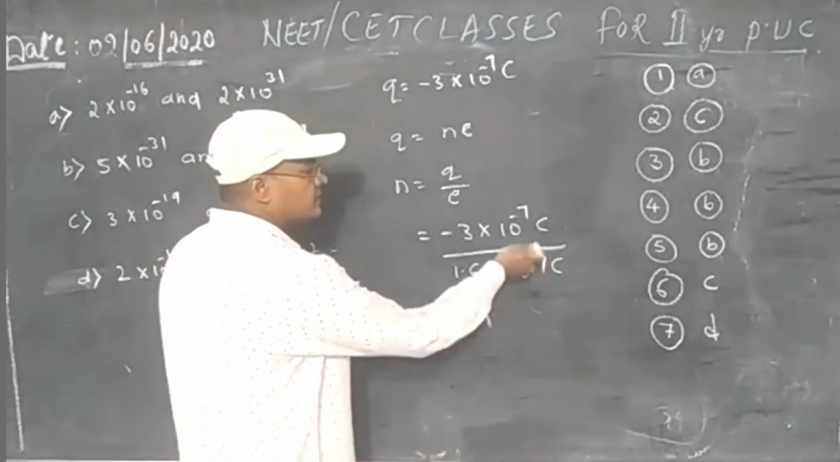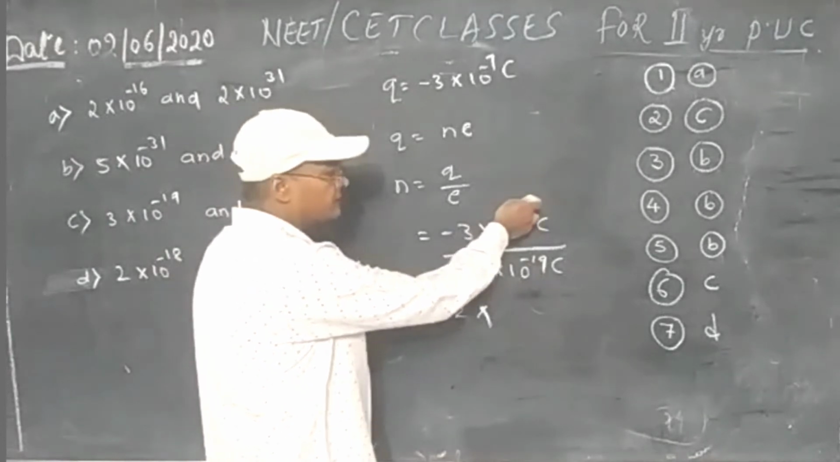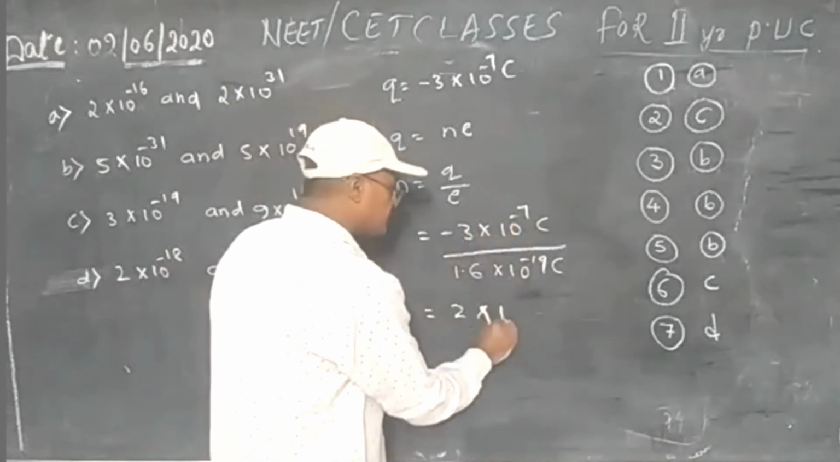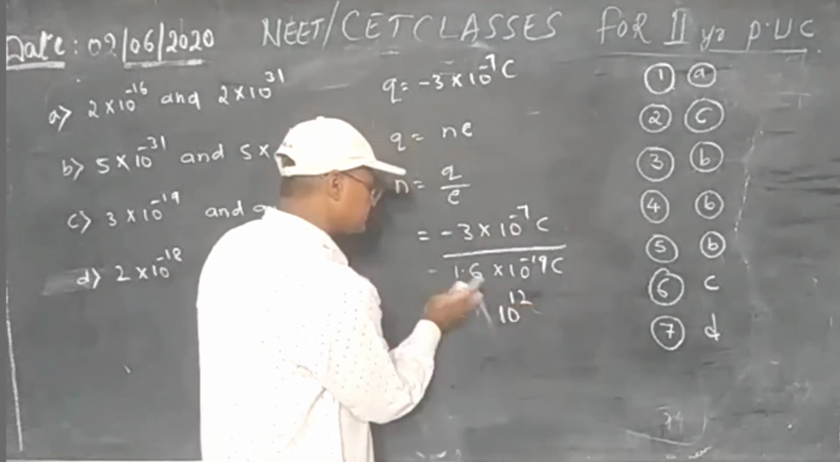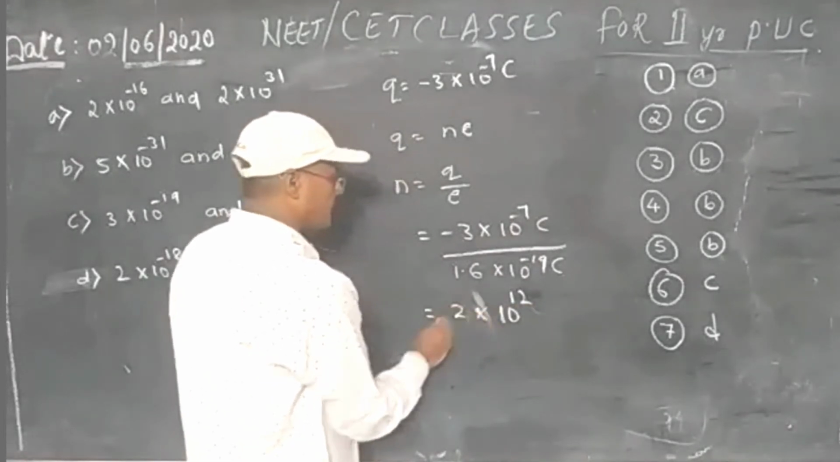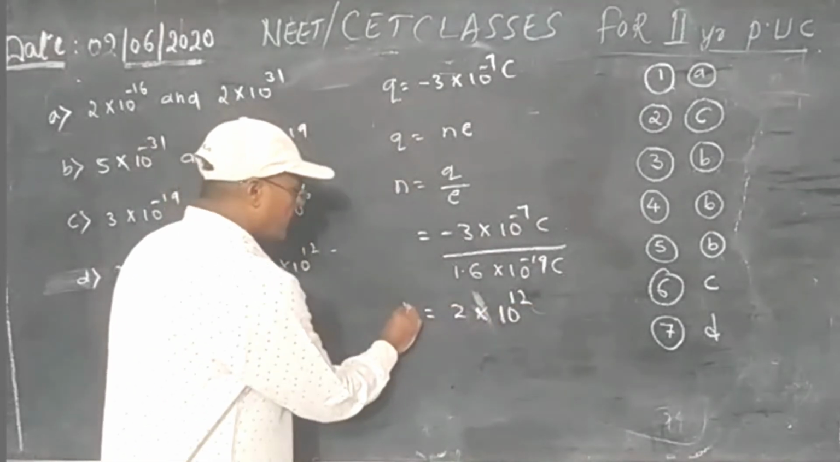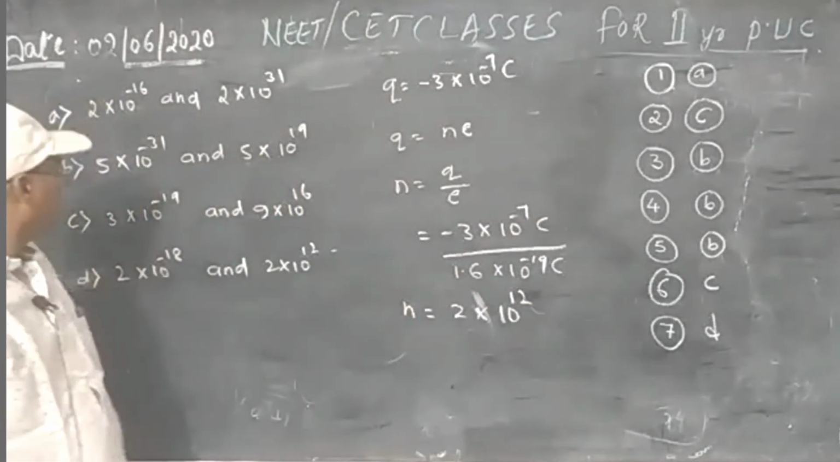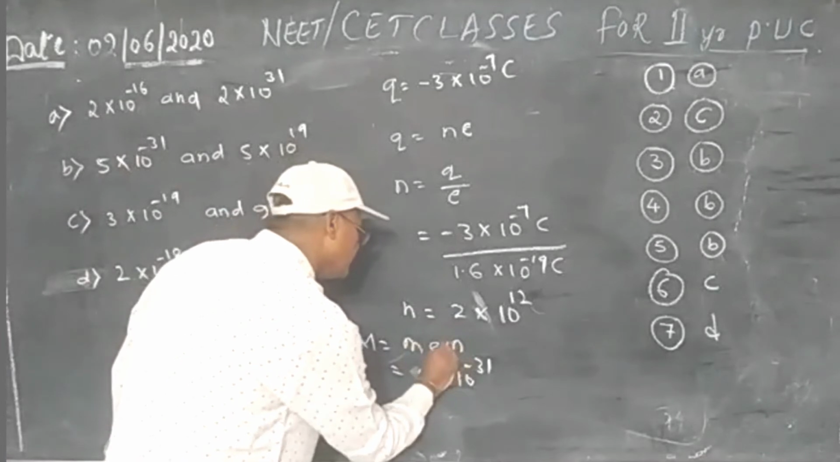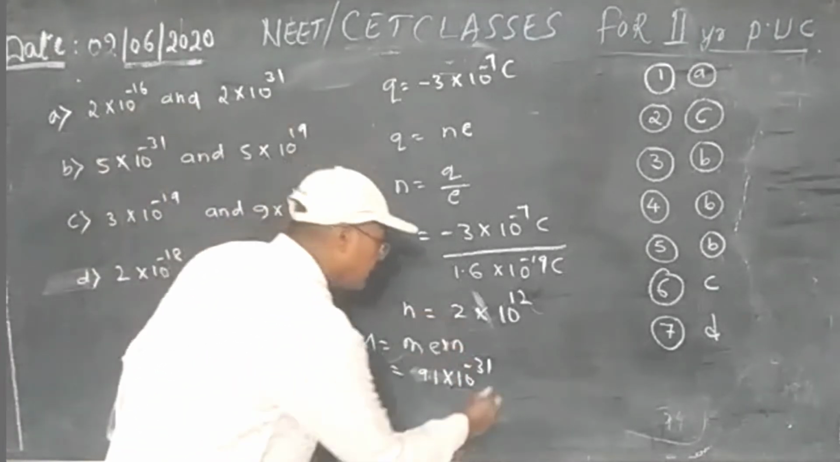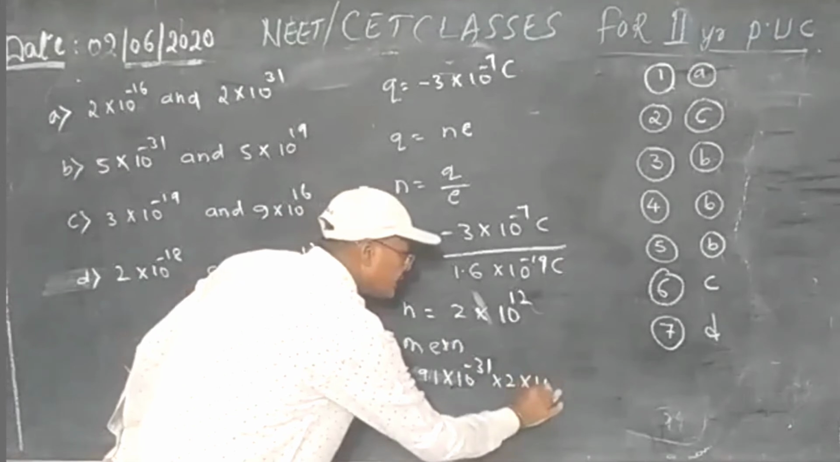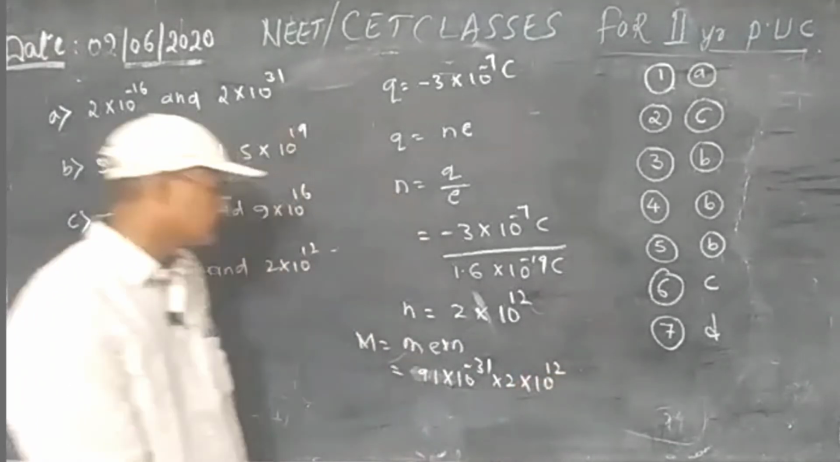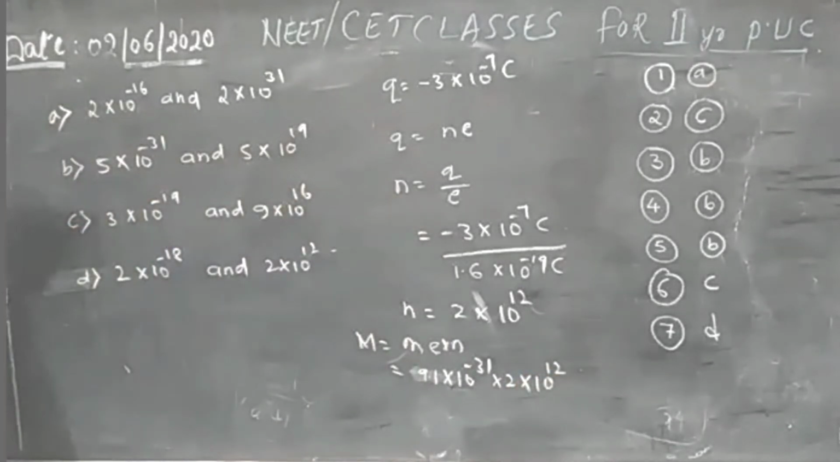So -19 will go up: plus 19, plus 19, minus 7 is 10 raised to 12. 2 into 10 raised to 12. This is the number we are given. So we have to multiply it into n. 2 into 10 raised to 12.